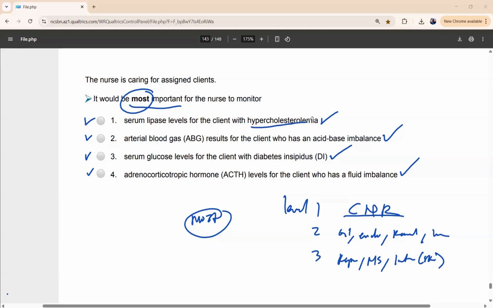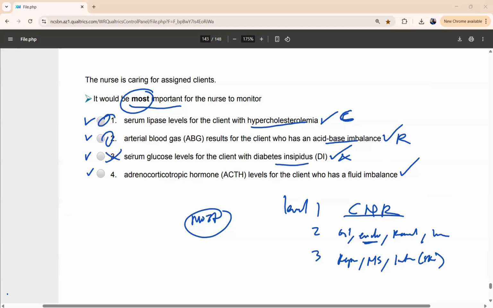Hypercholesterol, right, is something related to what? It can be something that can affect what, the cardiovascular. So I'm going to put cardiovascular right there. This is related to respiratory. Diabetes insipidus is related to endocrine. You can see endocrine is level 2. So these two will be my first thinking, before even number 3.